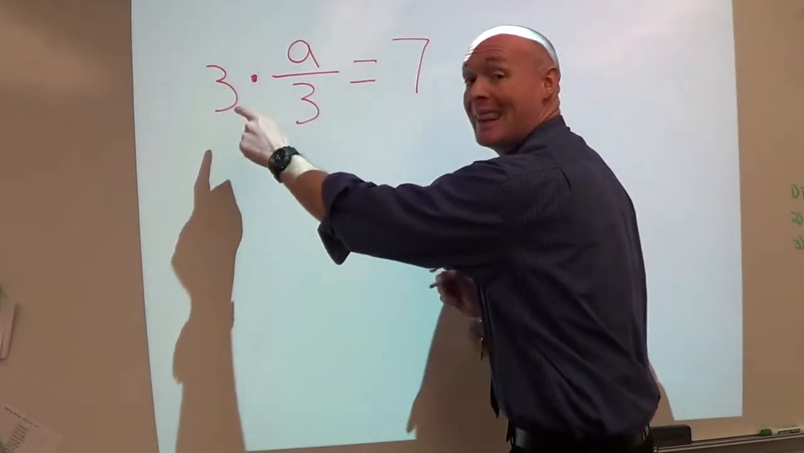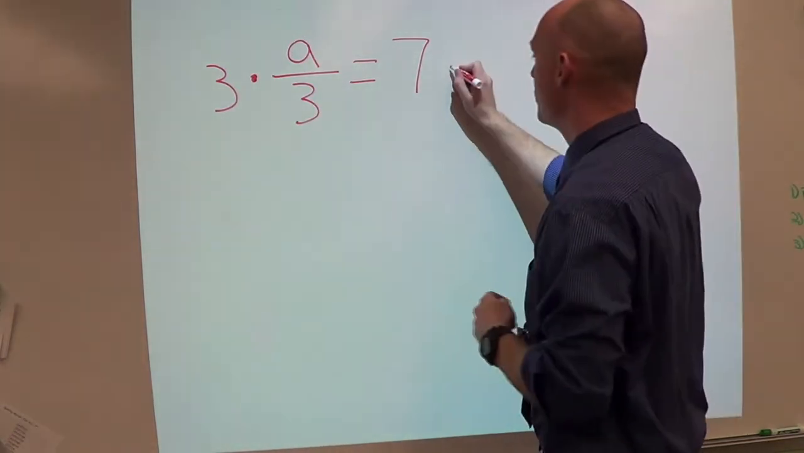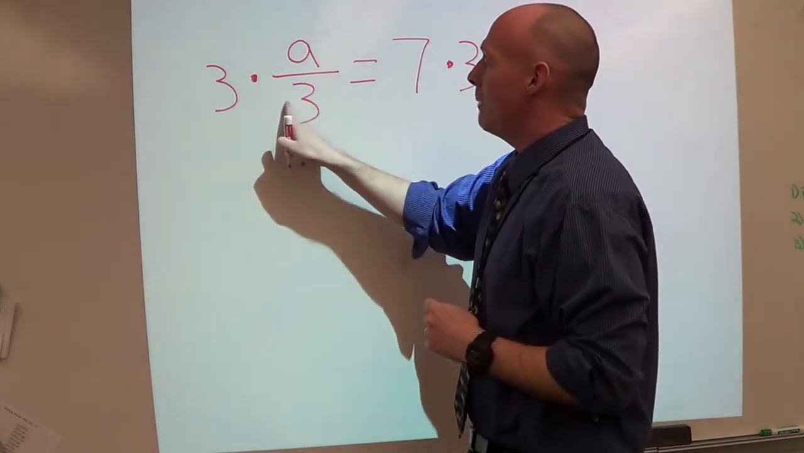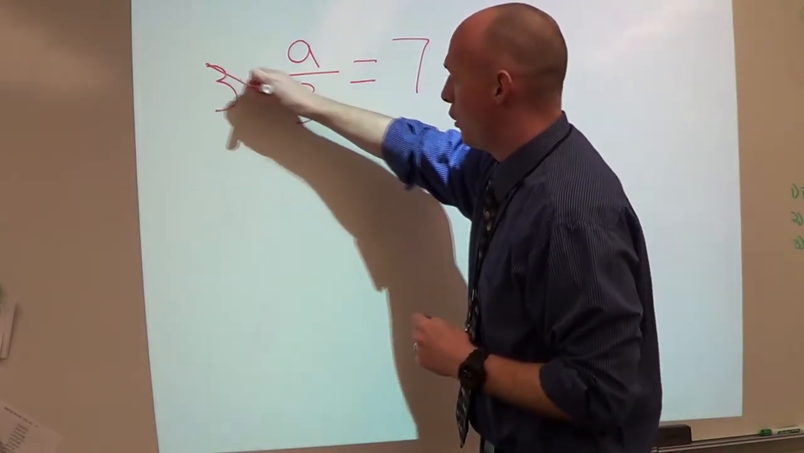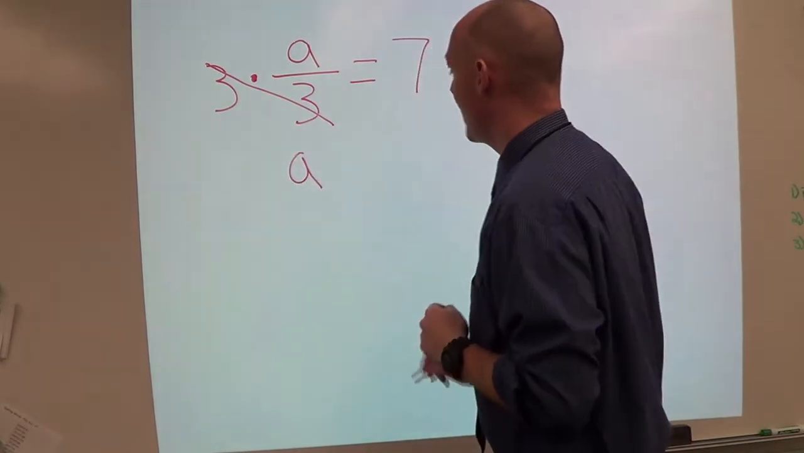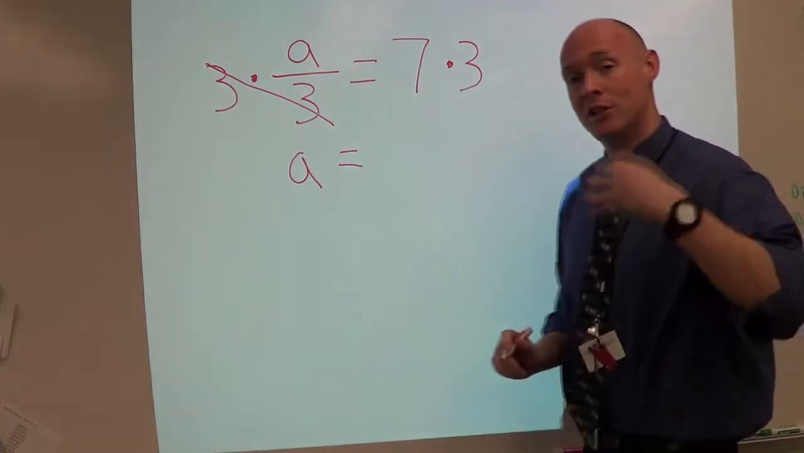And if I multiply this side of the equal sign, I have to multiply this side of the equal sign by the same number, which is 3. Divided by 3, multiplied by 3, those will cancel each other out, leaving just a on this side. A equals 7 times 3, which is 21.